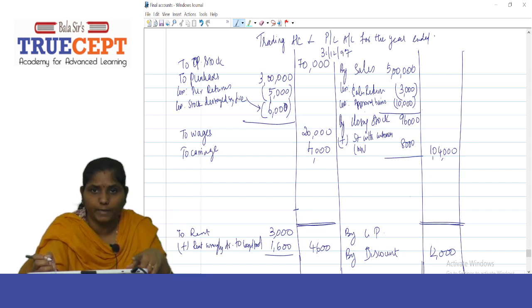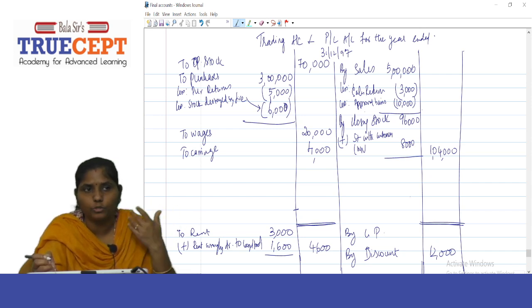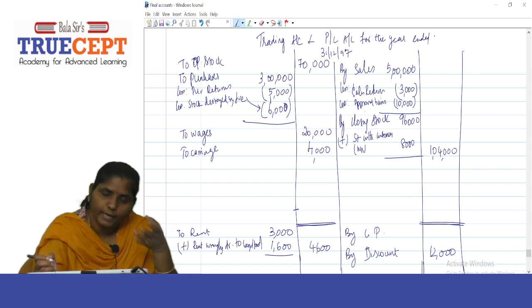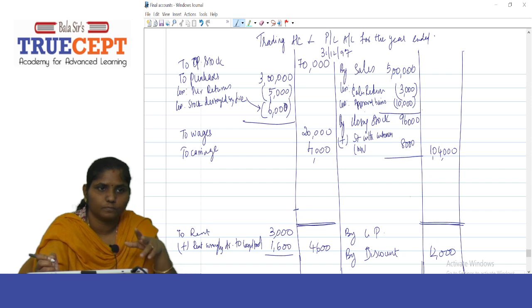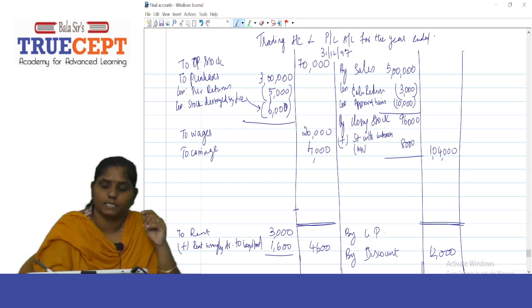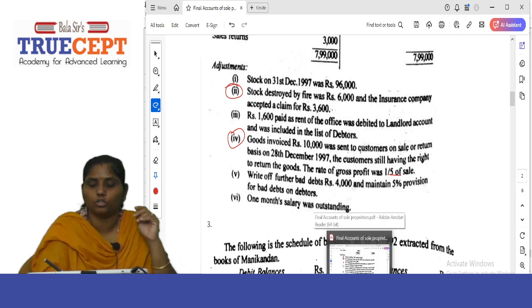What is the next adjustment? The 8,000 rupees sent on approval, the cost will be added to the closing stock account, like stock with customer. I've added that in both the places. Where? In trading account and also in balance sheet. We dealt with it along with adjustment number 1. Remember? Yes. So we have done this adjustment. Next, go to the next adjustment.